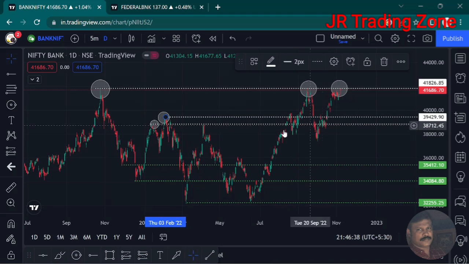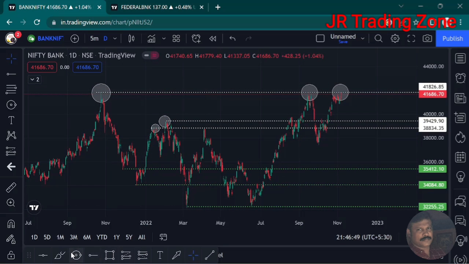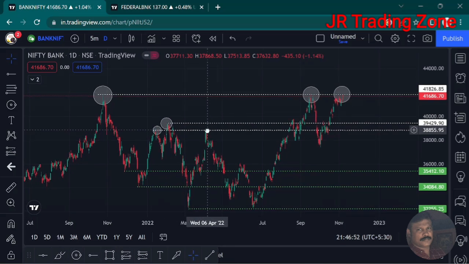See, the same point, January you marked here. At the same point on April, it is facing resistance. The chart is facing resistance. Okay. You can give it a different color. Okay.